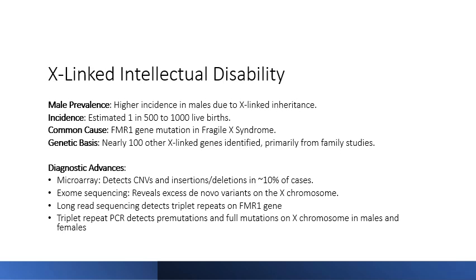Now, diagnostic advances have been through microarray, which identifies copy number variations, including insertions and deletions, in about 10% of cases. Exome sequencing highlights excess de novo variants specific to the X chromosome. Long-read sequencing effectively detects triplet repeat expansions in the FMR1 gene, and triplet repeat PCR enables the detection of both premutation and full mutations on the X chromosome in both females and males.